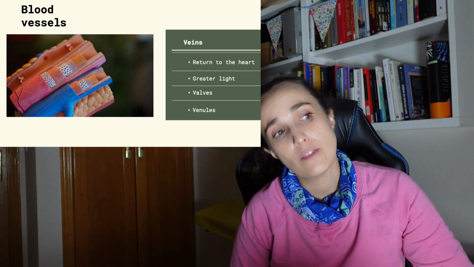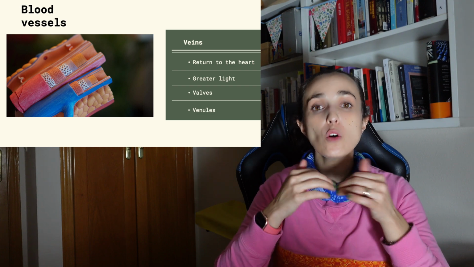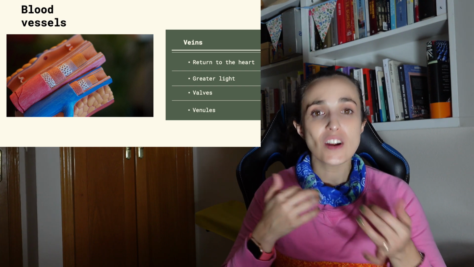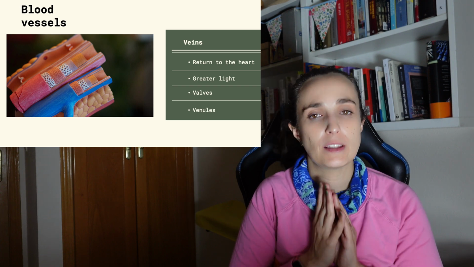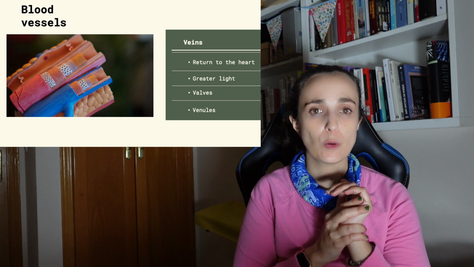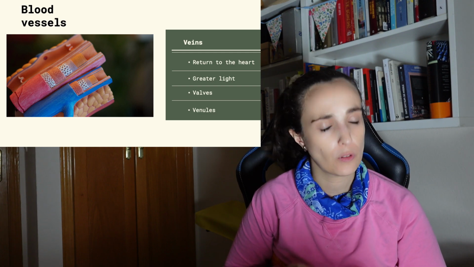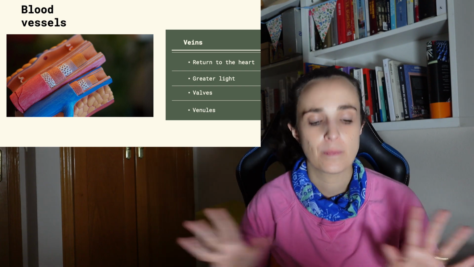On the other hand, we have the veins. Veins always go to the heart, they return blood to the heart, with or without oxygen, it doesn't matter. But the sense is that all the veins transport blood to the heart, okay, not from the heart, which was arteries. With or without oxygen, it doesn't matter.